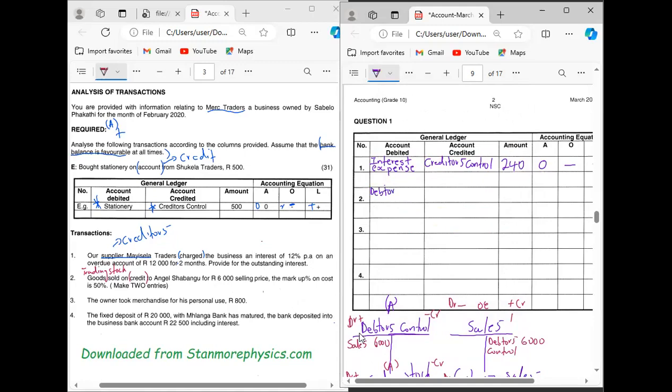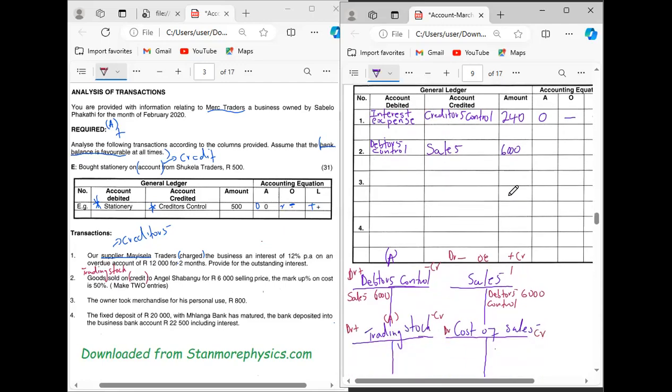We write debtors control. And then account credited is going to be sales, because we have credited the sales. And then we write sales. The amount used for only these two accounts is 6,000, because the selling price was 6,000.